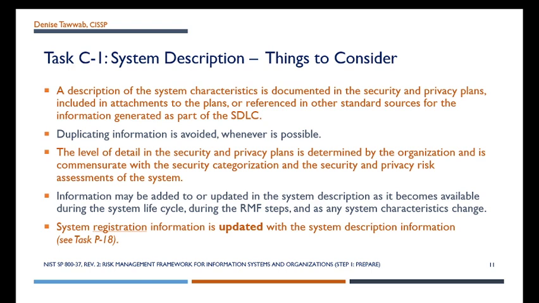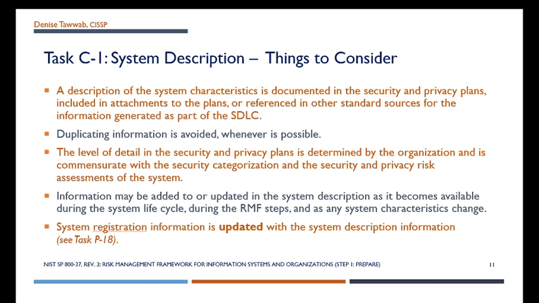All right, some things to think about when you're describing your system. A description of the system characteristics is going to be documented in the security and privacy plans, included in attachments to the plans, or referenced in other standard sources for the information generated as part of your system development lifecycle. Duplicating information is going to be avoided whenever it's possible. The level of detail in your security and privacy plans will be determined by your organization, and it's going to be commensurate with the security categorization and the security and privacy risk assessments of the system.